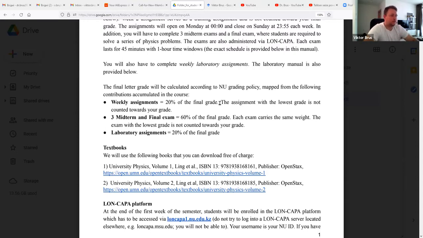And also, another thing which we try to address is some possible issues which you can experience working remotely. There may be some issues with internet or some technical issues with your equipment. So it's possible that because of some unexpected circumstances, you could not solve these problems or could not submit answers in time. That's why the lowest grade for weekly homework assignments among all will be automatically not counted towards your final grade.